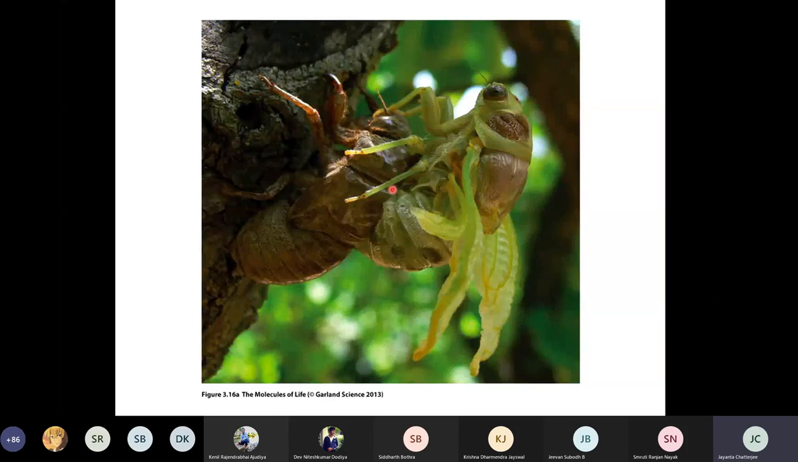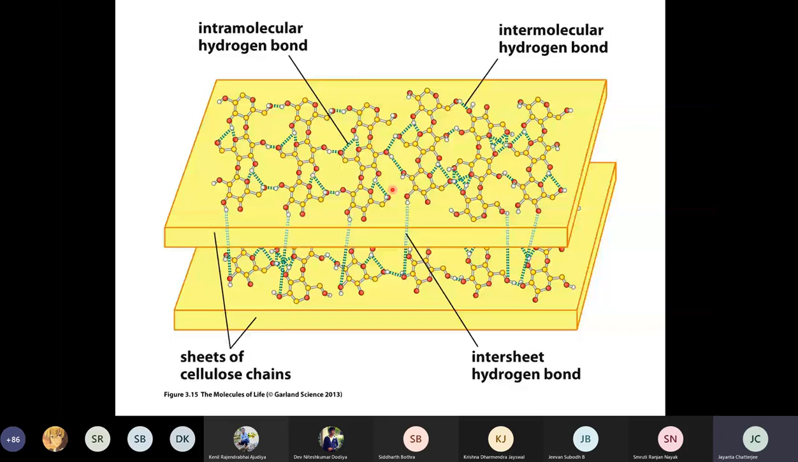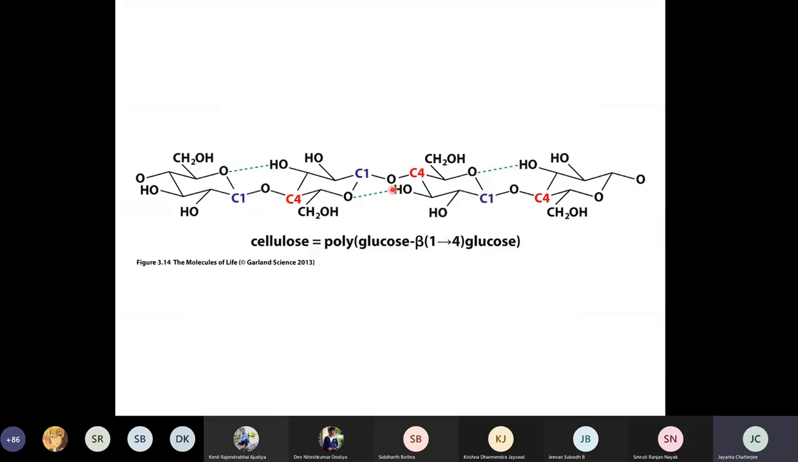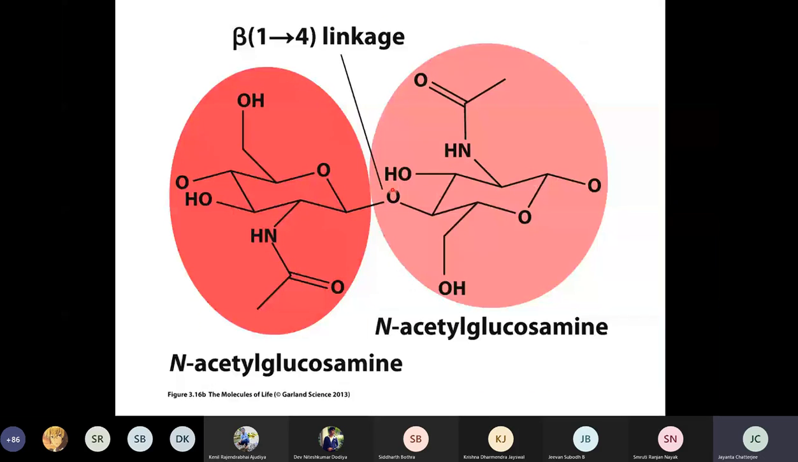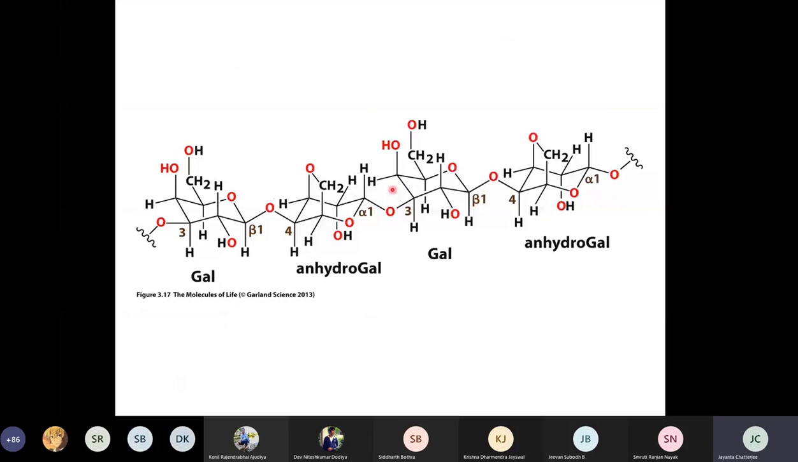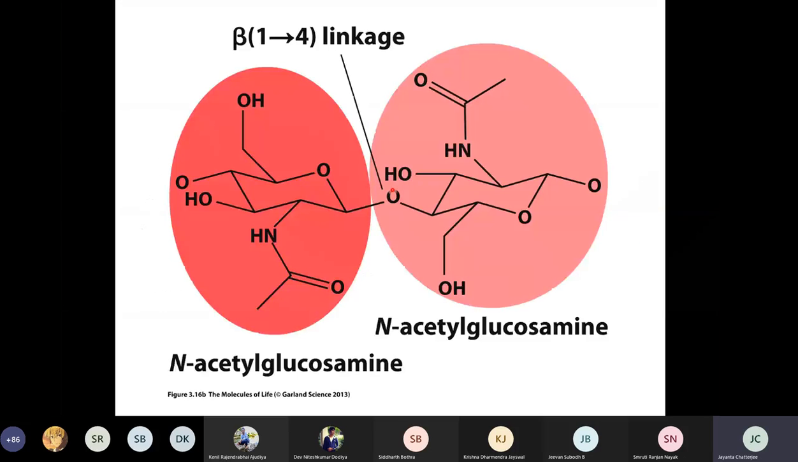Okay, now like cellulose, there are also other polymers of glucose. For example, I'll just show you the molecule first. Yeah, here. So this molecule is called chitin. Now chitin is one N-acetyl glucosamine connected with another N-acetyl glucosamine, and they are linked through the beta 1,4 linkage.